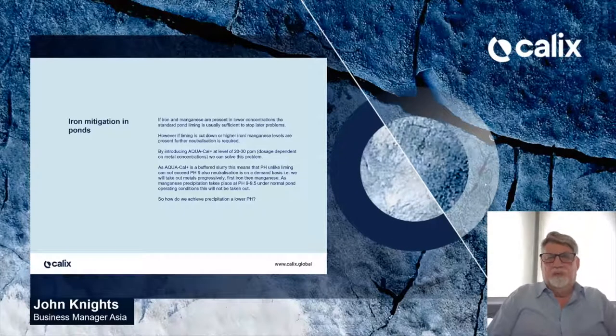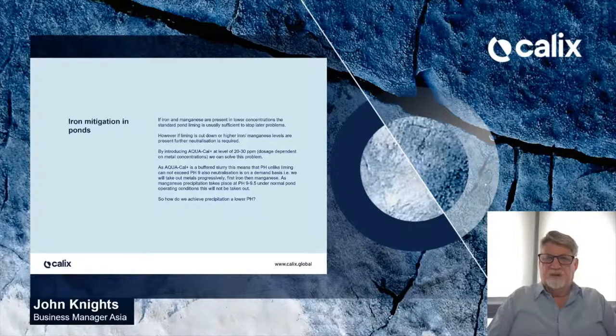Iron mitigation in ponds. If iron and manganese are present in low concentrations, the standard pond lime is usually sufficient to stop later problems. However, if liming is insufficient or higher iron or manganese levels are present, further neutralization is required. By introducing AquaCal Plus at levels of 20 to 30 parts per million, dosage being dependent on metal concentrations, we can solve this problem.